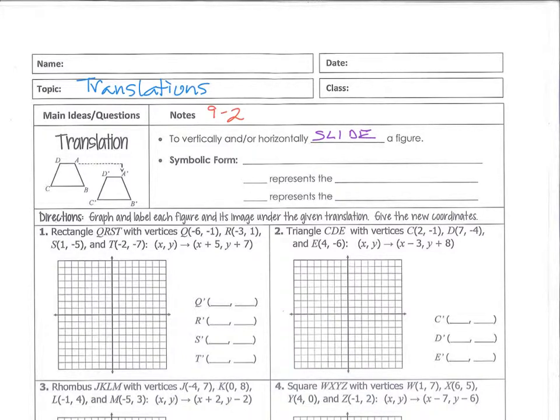a figure. So we're going to move a figure up, down, right, or left. We're not flipping it. We're not turning it. We're not stretching it. We're not shrinking it. We're just moving it. So you ought to find this fairly simple. And again, I could teach you the math behind it, but I teach essentially by plotting the pre-image, and then you just move every point right, left, up, down, whatever it is.